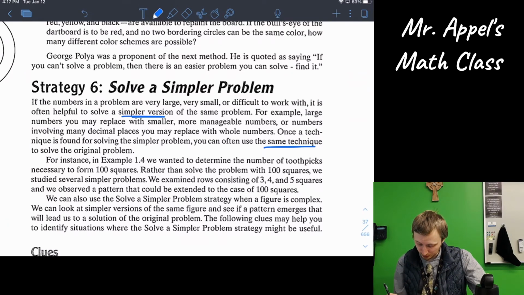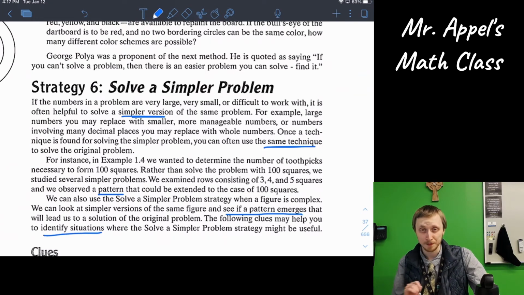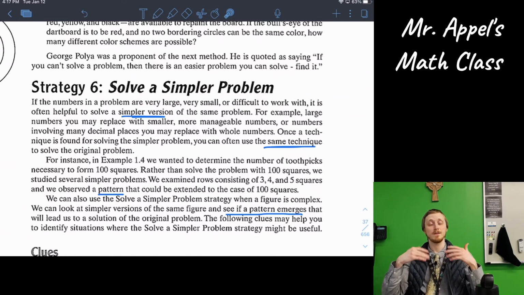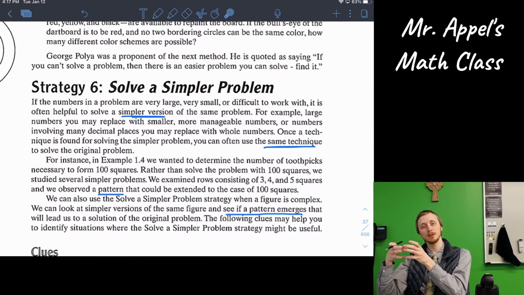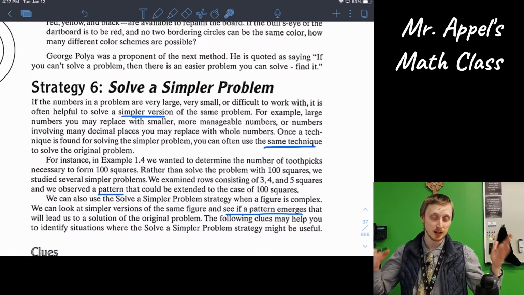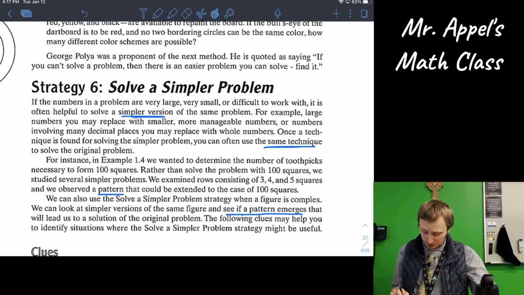We should also point out that when we worked with this simpler version, what we did is we observed a pattern. We took a simpler version of the same figure and saw if a pattern emerges, okay, to identify those situations. So solving a simpler problem is also an extension of finding a pattern. You're just starting on the small end to make it easier to find the pattern, and you want to make sure the pattern can be extended out to the full version. Let's take a look at those clues now.